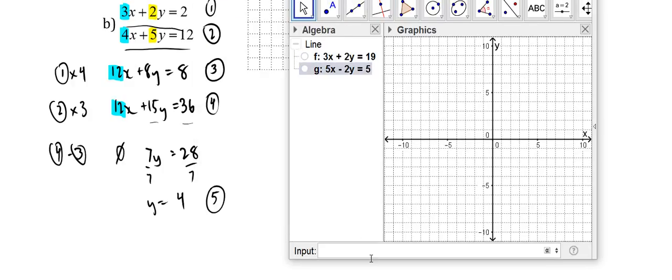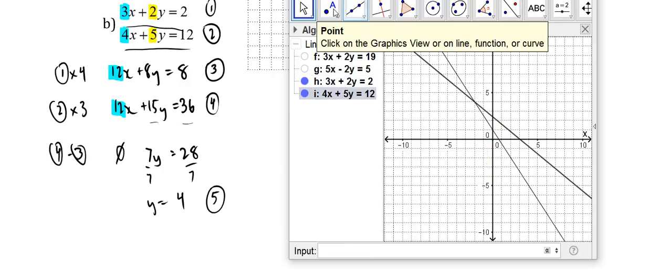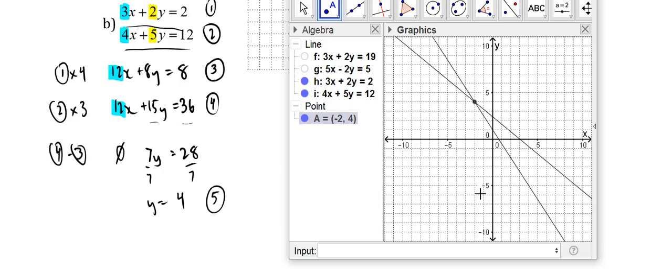So let's get rid of those two and let's just visualize this. 3x plus 2y equals 2. 4x plus 5y equals 12. There they are. There's their point of intersection. So 4 is the y value, and it looks like when we sub in, we should get -2. But take a look. That's the y value where both of those lines cross through the same x point. There's no other y values where they have the same x. It's just that point, and that's what this process finds.